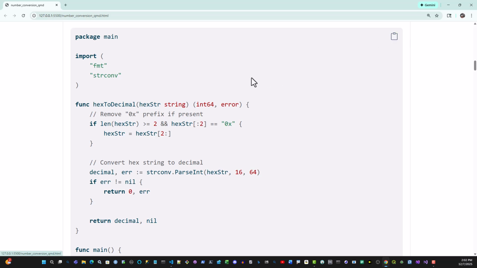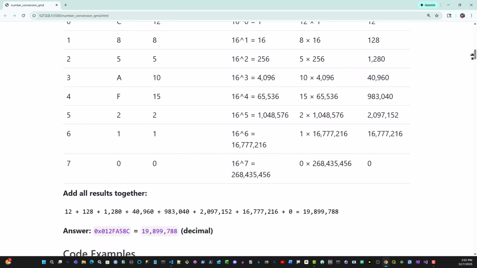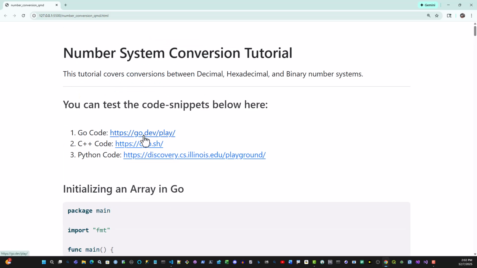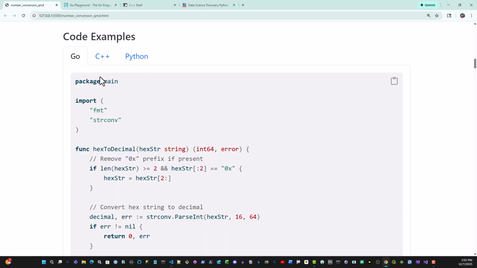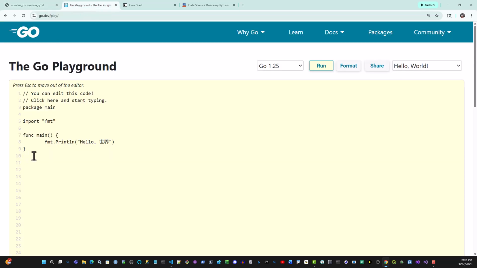And if you want to test out the code in Go, you can use this function. So the way that works is, let's just take a look at it. I'm going to open up 3 environments. So I'm going to open up Go. So here is the Go code. Just go and copy it. Go to the Go playground. Just select everything and delete it.